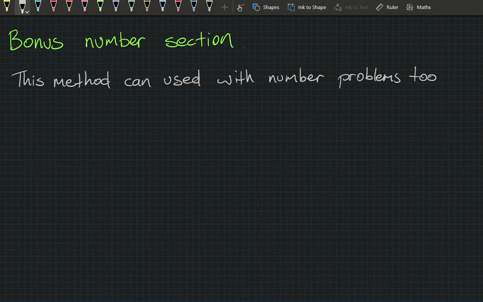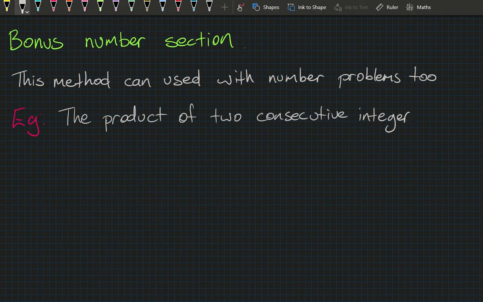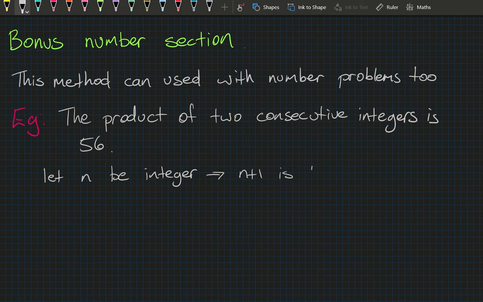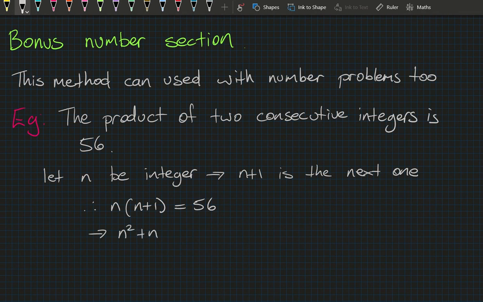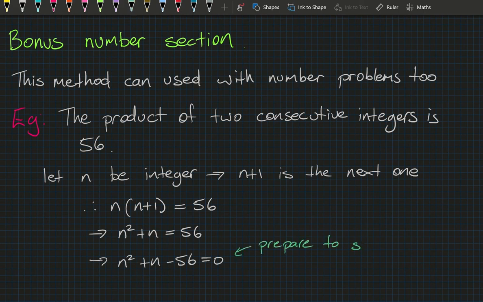Alright, so in this example, the question is, find the product of 2 consecutive integers, that is 56. So we're going to have to define the relationship between these two numbers. Now, if we let n be an integer, then n plus 1 is the next one. So one integer and the next one are the 2 consecutive integers. So if I was to write an integer times the next one equals 56, that's just n times n plus 1 equals 56. Expanding these brackets will now give us n squared plus n equals 56, which can be rewritten as n squared plus n minus 56 equals 0, as we prepare to solve this quadratic.